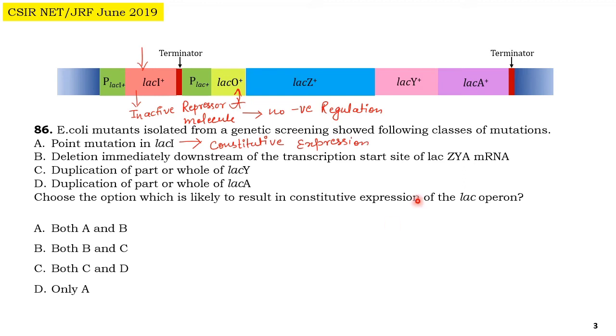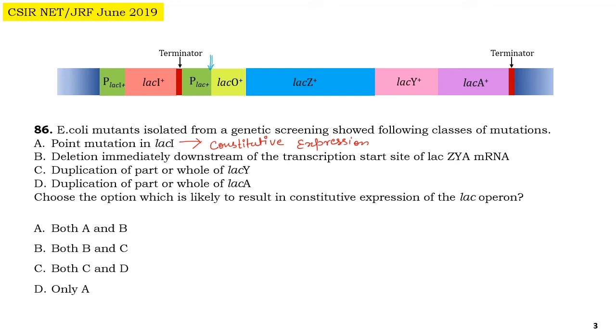Okay, now coming to the second option, that is the second mutant condition, deletion immediately downstream of the transcription start site of ZYA mRNA. Okay, ZYA is this gene cluster in lac-operon. If there is a deletion immediately downstream of the transcription site of LAC ZYA, will the lac-operon express constitutively or not? Now this is a prokaryotic system. In case of prokaryotes, the transcription start site is immediately downstream of the promoter. So it should be somewhere here, immediately downstream of the promoter. And the question is that the deletion is immediately downstream of the transcription start site of LAC-ZYA.